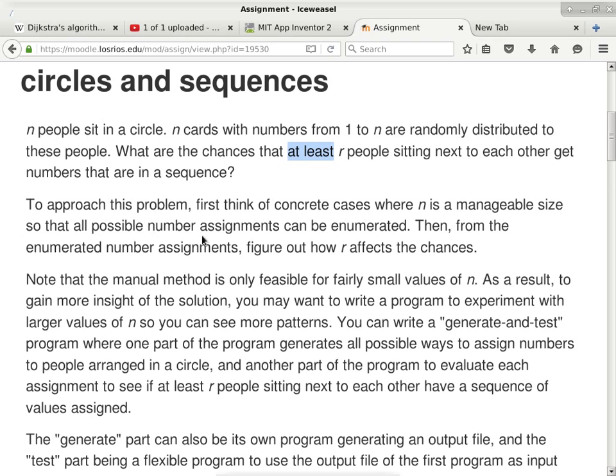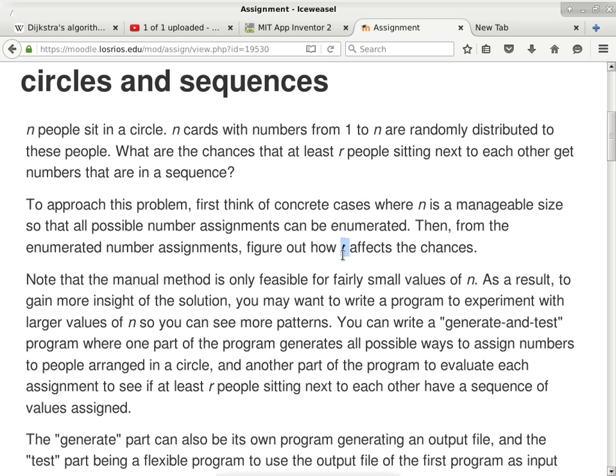So the next paragraph talks about how to approach the problem, how to get started with solving this problem. To approach this problem, first think of concrete cases where n is a manageable size so that all possible number assignments can be enumerated, can be listed. Then from the enumerated number assignments, figure out how r is going to affect the chances. Is that okay? Does everybody understand what this is suggesting you to do? Okay, you don't have to do it. I'm not looking for proof that you did it this way.